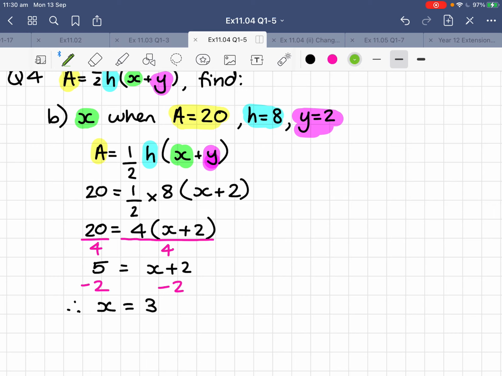Now remember, we can check, so we get 20 equals a half times 8, bracket our 3 plus 2. If I was to put a half times 8 bracket 3 plus 2 into my calculator, I get 20. So 20 equals 20, so that is correct.